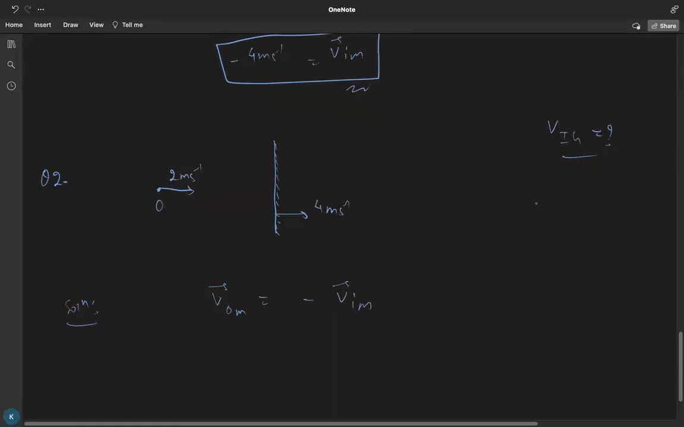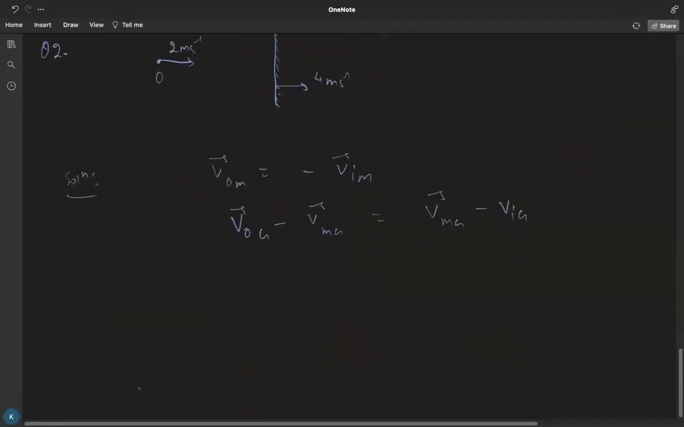Now, the velocity of object is actually given. So you can write it from here like this: velocity of object with respect to ground, from the relative motion concept, minus velocity of mirror with respect to ground is equal to velocity of mirror with respect to ground minus velocity of image with respect to ground. Okay, let me write it here in a clear way. Velocity of image with respect to ground.